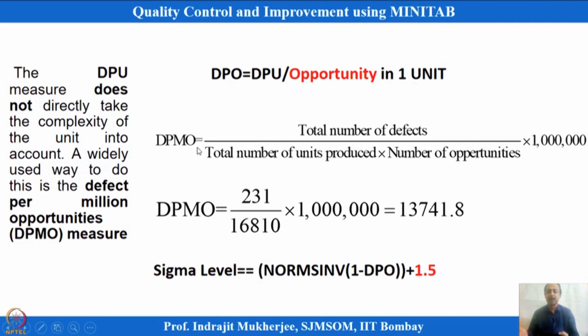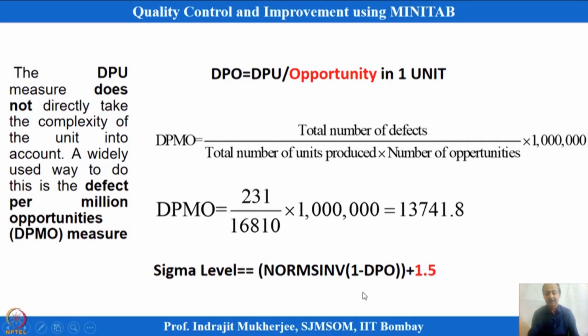Then defects per million opportunities. In 1 unit with one opportunity it is this much, so for a million we multiply by 10 to the power 6, simple mathematics. Defects per million opportunities comes around 13,741. And now how do we convert that into sigma levels?